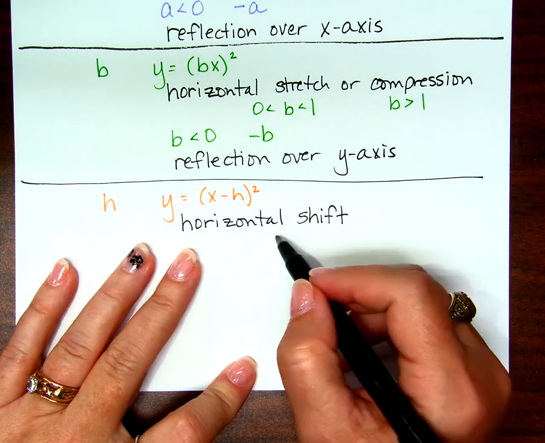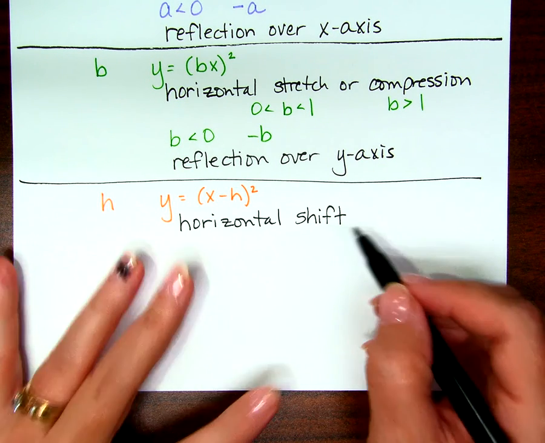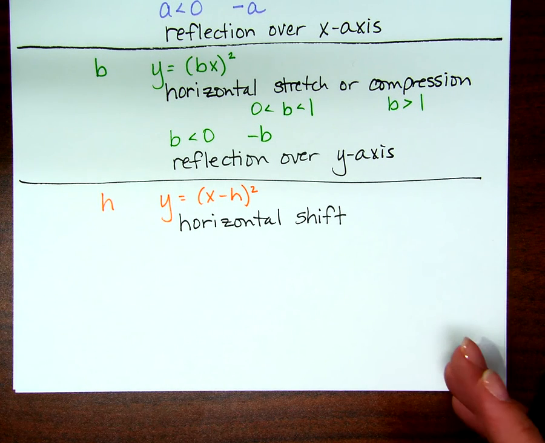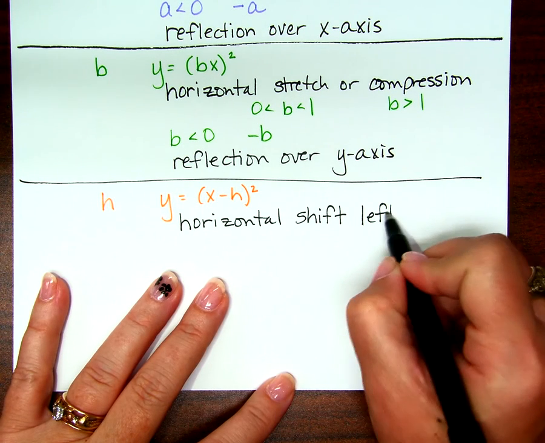What direction is horizontal? Show me with your arms. That way, right? So this direction is what? Left and right, right? So horizontal shift left or right.